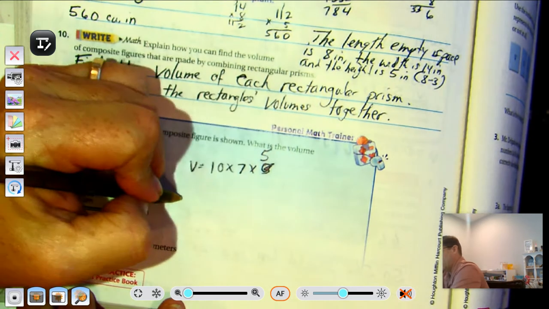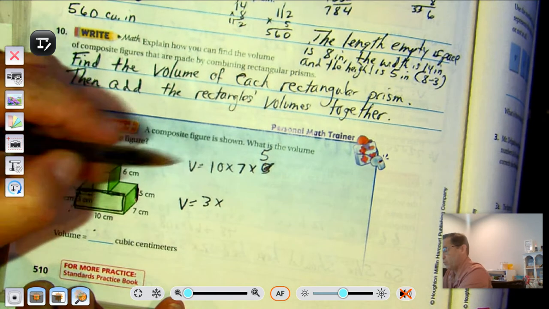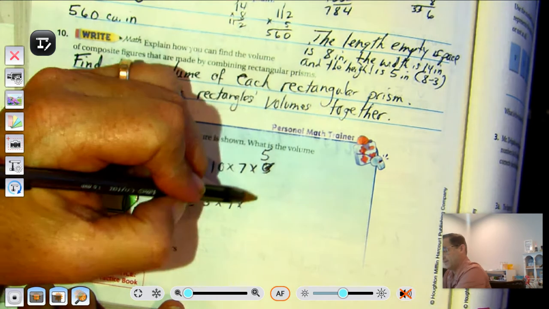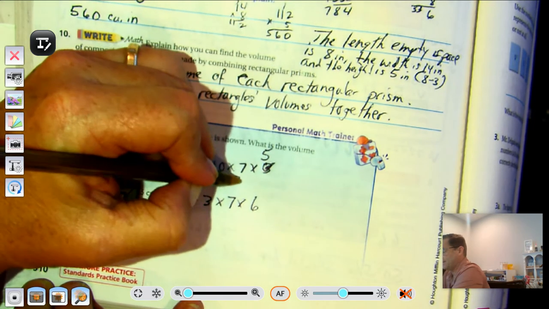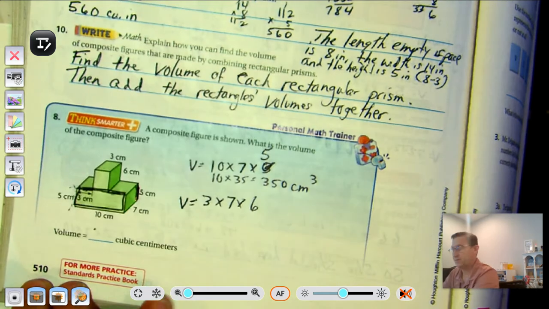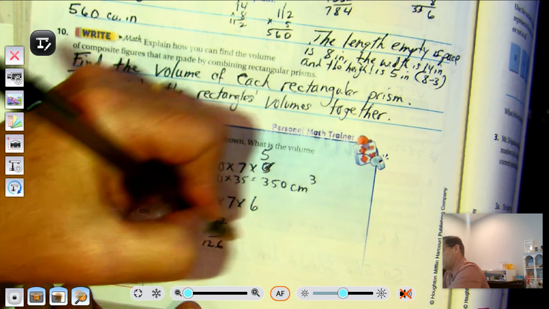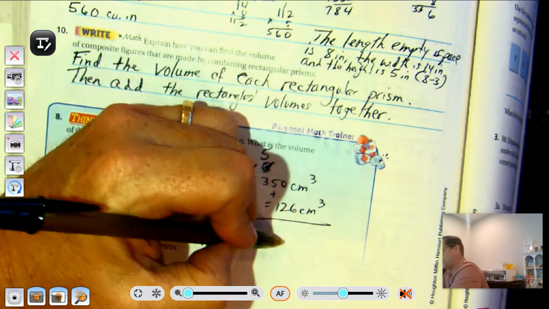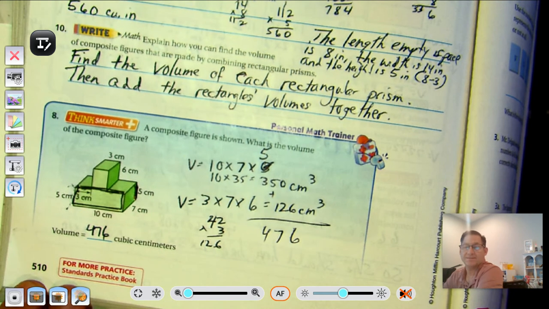All right. And the other rectangle would have a length of 3. It would have a width of 7. And it would have a height of 6. All right. So 35 times 10, 350 centimeters cubed. And 42 times 3 is 126. So add those together, we'll get 476 cubic centimeters.